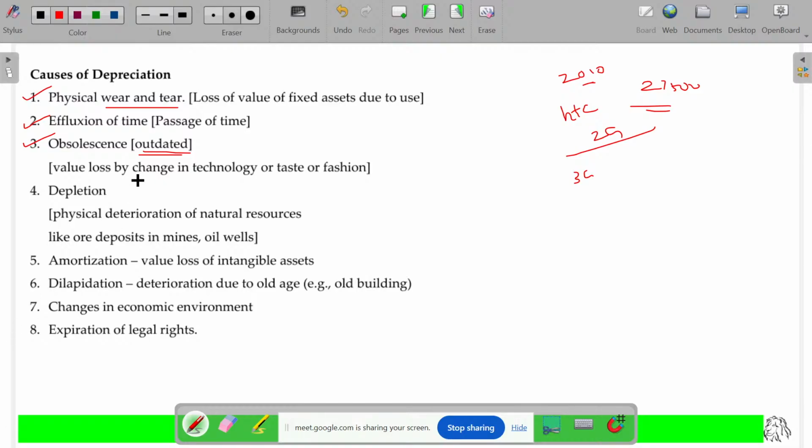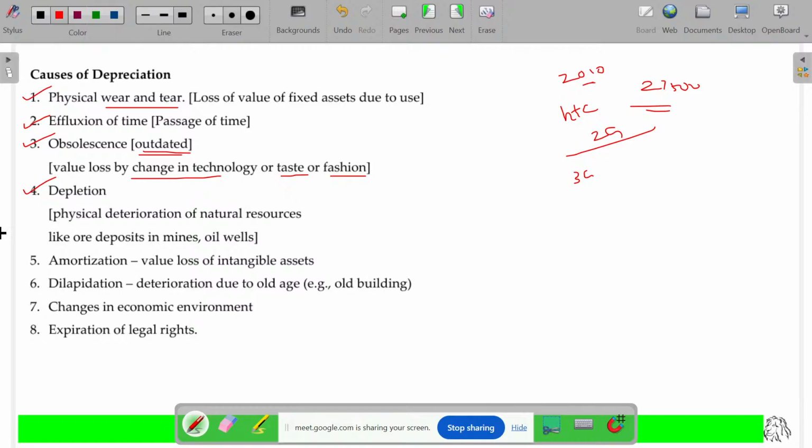Value lost by change in technology, taste or fashion, all these things fall under obsolescence. One is wear and tear. The second is the effluxion of time, the passage of time. The third is obsolescence, which is nothing but outdated. Now the fourth one is depletion. Depletion is nothing but, if you start consuming, the quantity you have will decrease. If you are consuming, the quantity will go down.